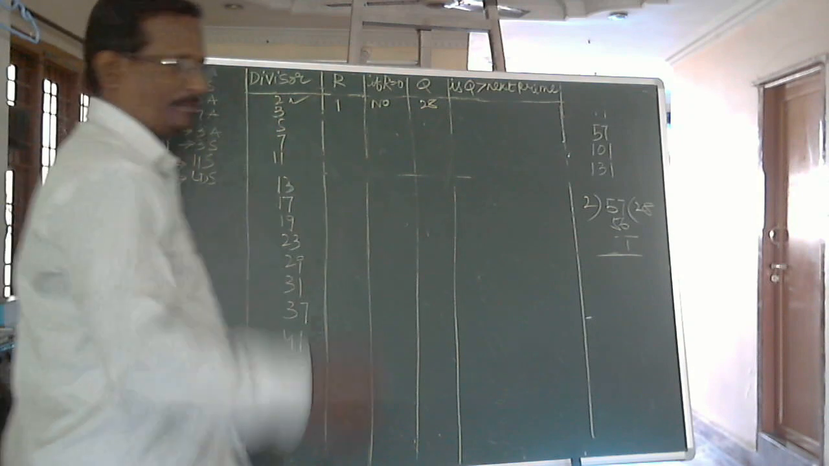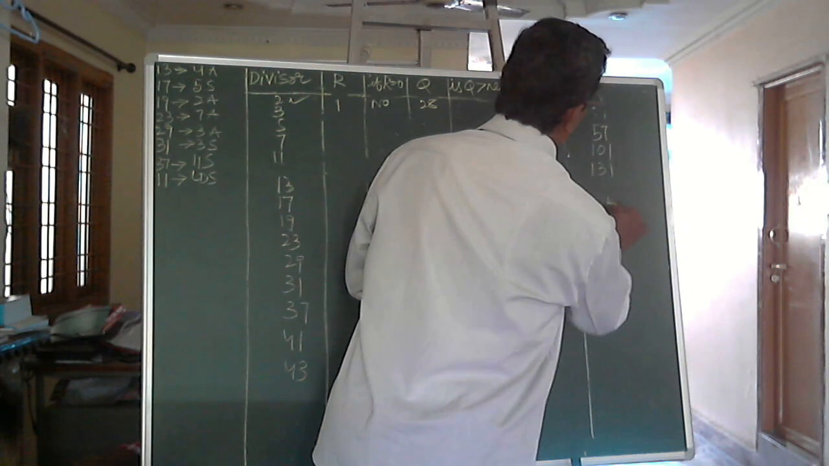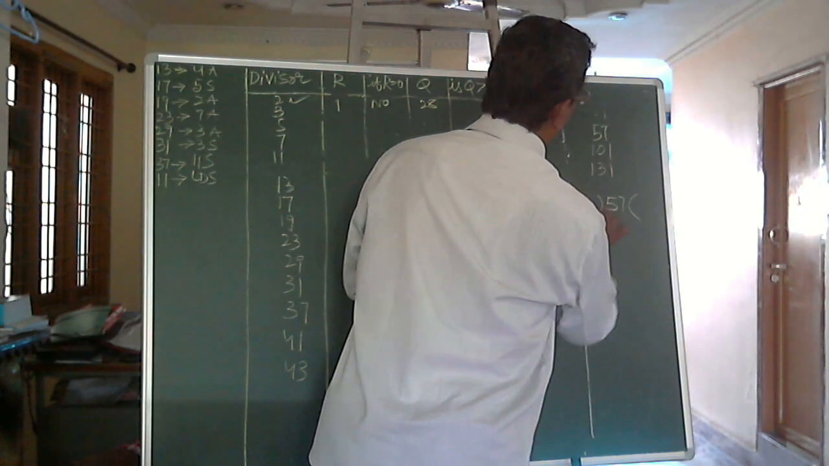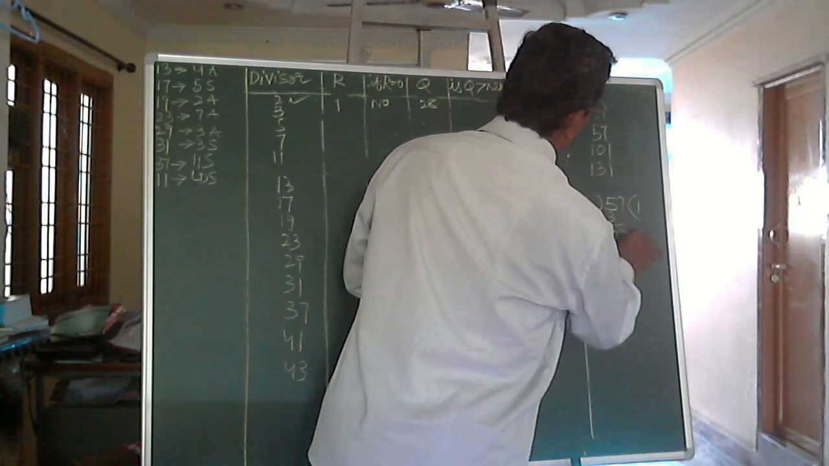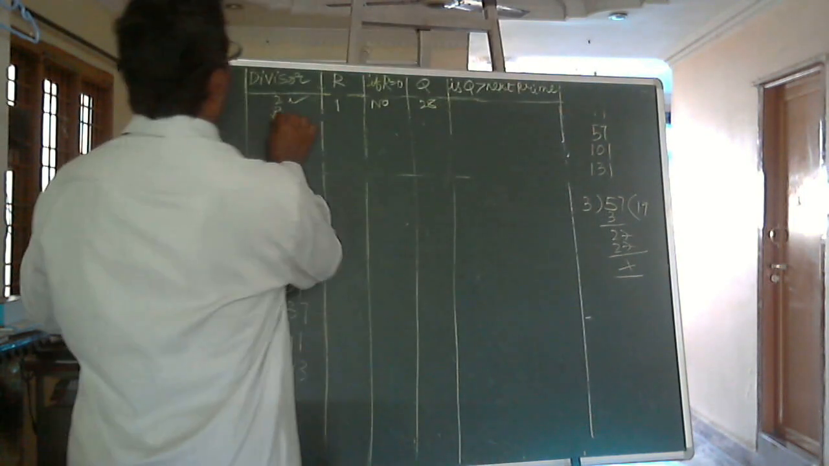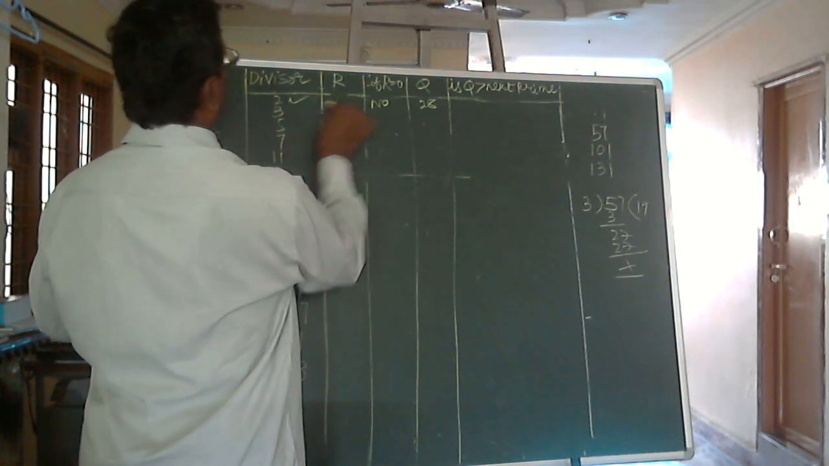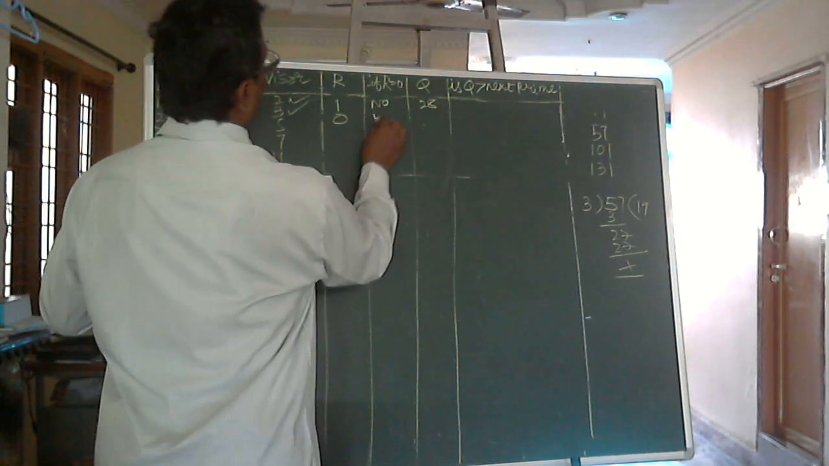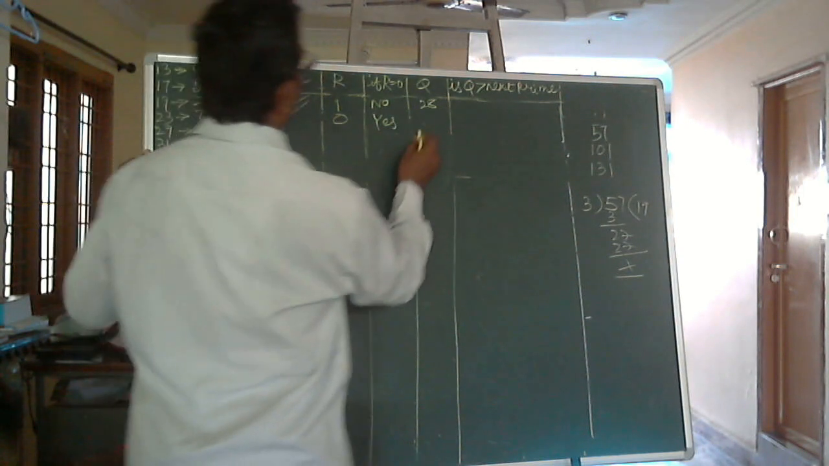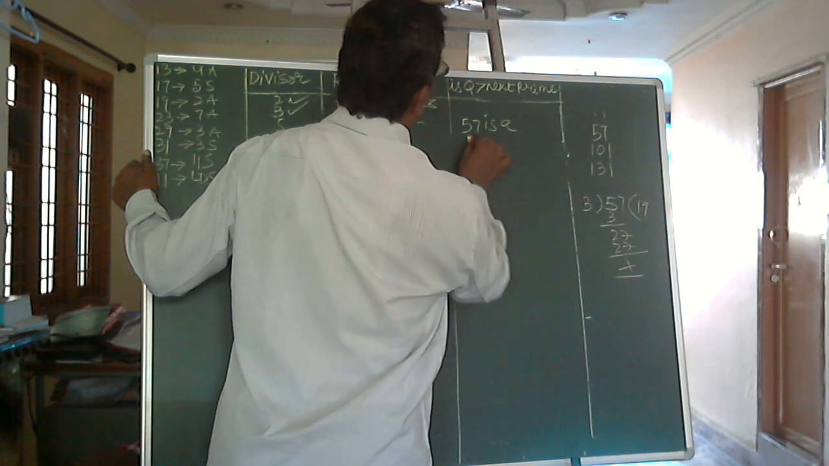So divide by 3. On dividing by 3, 57 divided by 3, 1 time, 9 times 3 is 27, remainder 0. On dividing by 3, we are getting the remainder 0. Yes, the remainder is equal to 0. Therefore, 57 is a composite number.